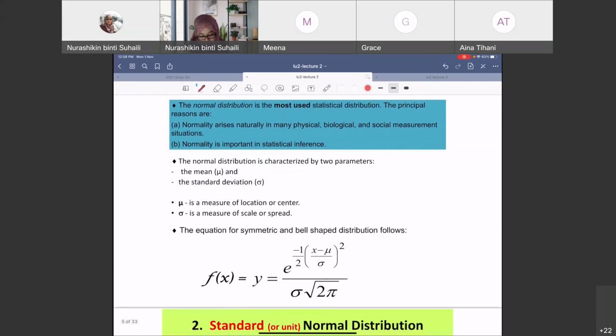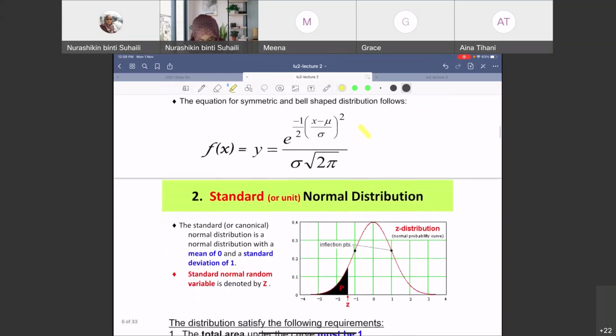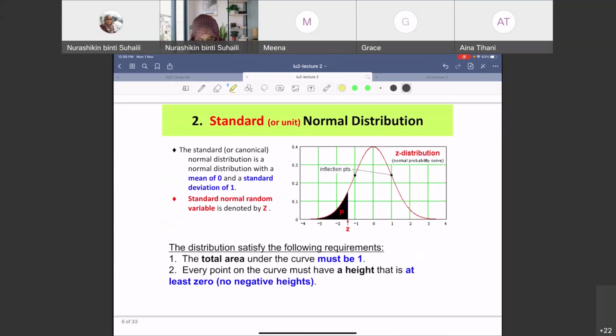All right, so there are two parameters that determine normal distribution, which are the mean and also the standard deviation. You can see that in anything, what is very important in statistics is the mean, the average, and also the standard deviation. So this equation, you don't have to worry about it, because it's just to introduce you to the concept, but we don't actually use this formula.